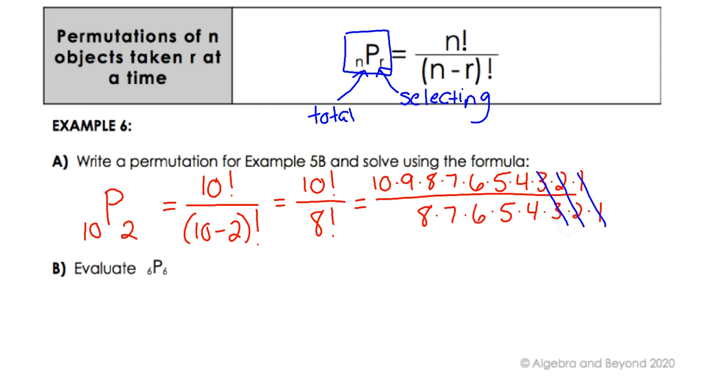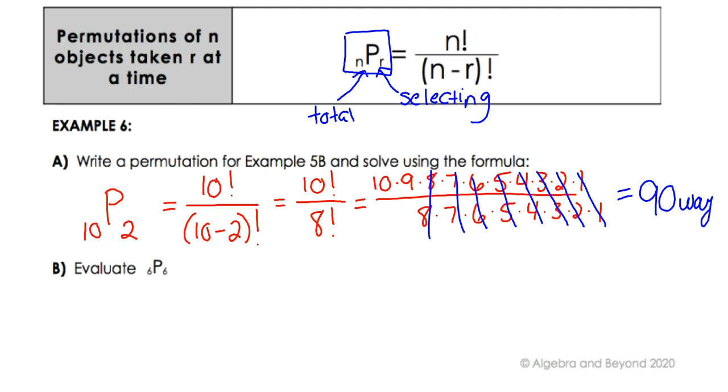So the 1s, the 2s, the 3s, all the way up to 8 reduces to 1. So now we just have 10 times 9 times 1, essentially, which means we have 90 ways. So you can see how that formula gets us the same result as before.